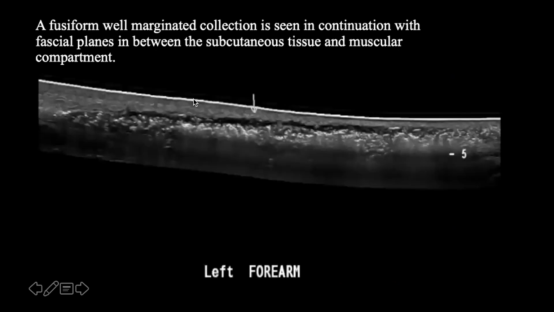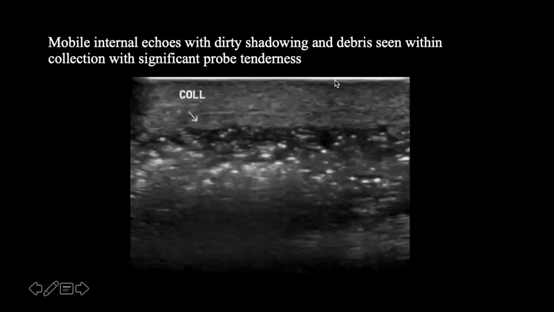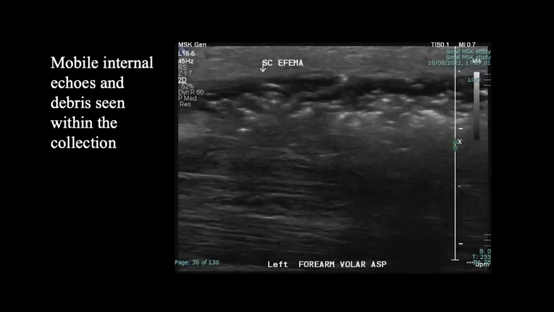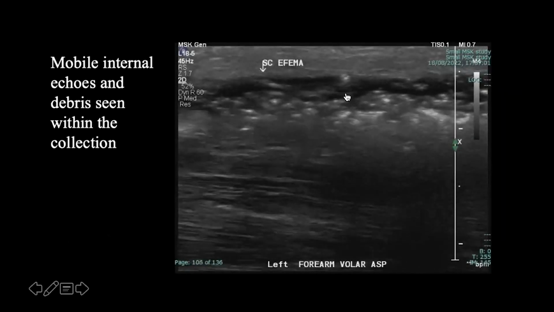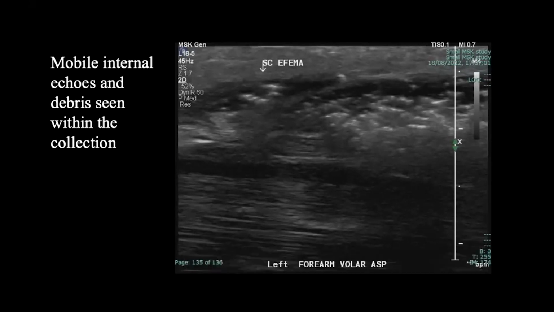When I saw it on panoramic imaging, this was a huge turbid fluid collection between the subcutaneous tissue and the muscular compartment, and this collection extended from the forearm to the volar aspect. We can see a lot of echogenic foci with dirty shadowing, showing a twinkling artifact, which made me think it is air. In this video, these were all mobile internal echoes and debris. The beauty of ultrasound is that if you are suspecting a collection, if you do compression, then you can see the movement of these echoes and debris.